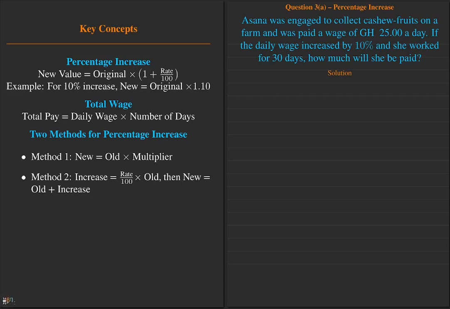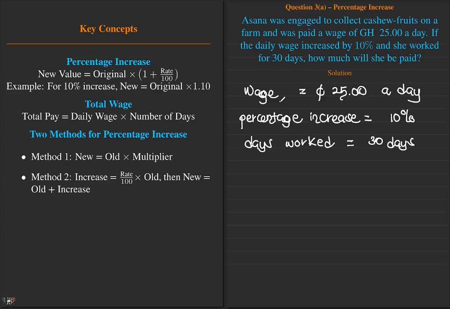So back to the question. The first thing we should do is to write our parameters down. The wage structure was 25 cedis a day. But now there's going to be an increase of 10%. So the first thing we need to do is to find the increase in the daily wage.